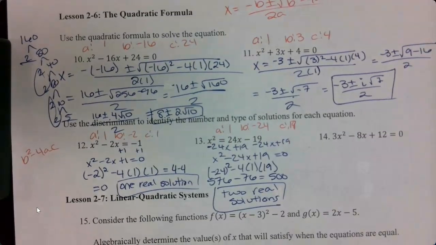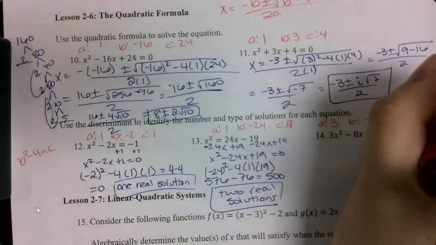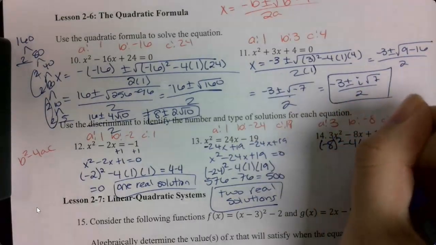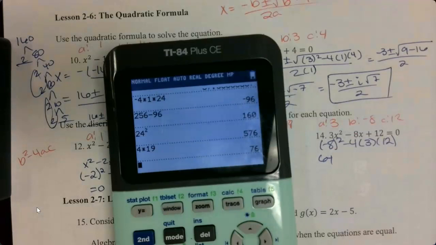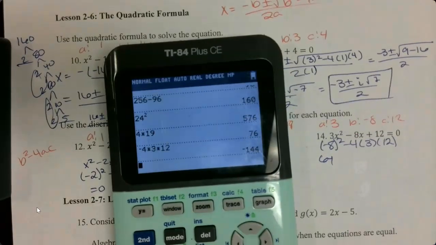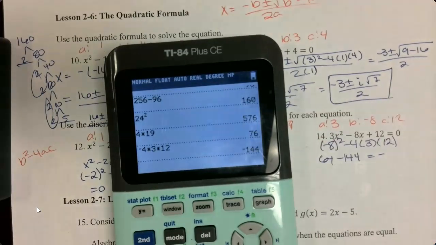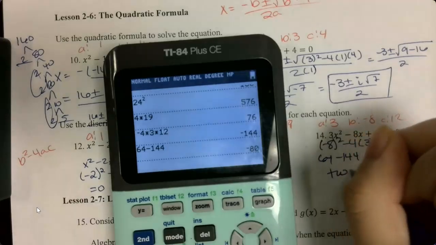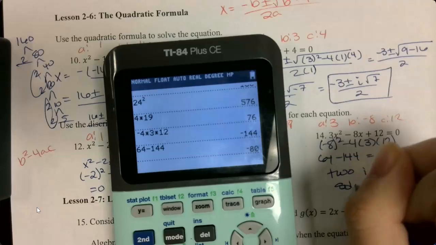On the last one, it's already in standard form, so I just need to identify my a, b, and c. Plugging in, I have negative 8 squared minus 4 times 3 times 12. Negative 8 squared is 64. Negative 4 times 3 times 12 is negative 144. So this gives me negative 80. Since this is negative, it is 2 imaginary solutions.